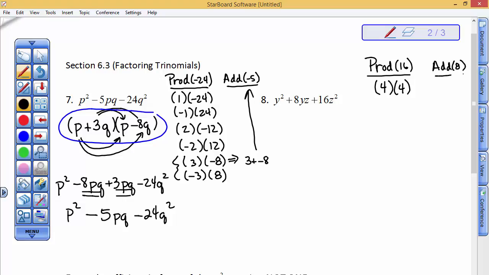Each of these binomials will be exactly alike. They're both going to have a positive 4 in the back, but they need to have a 4z in the back because 4z times 4z is the 16z squared. And then when you do this outside, you'll get a 4yz, and the inside, which is another 4yz, which totals to be the 8yz when you check it. And again, this is called a perfect square trinomial. Some people write this as y plus 4z, that quantity squared.